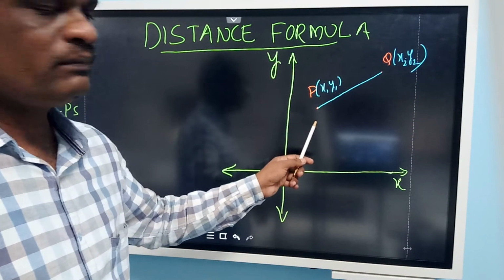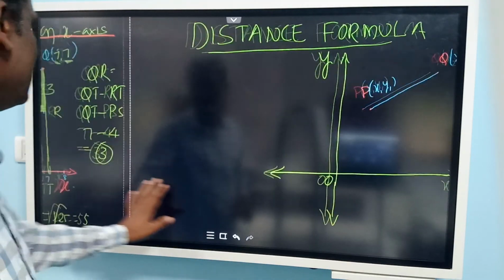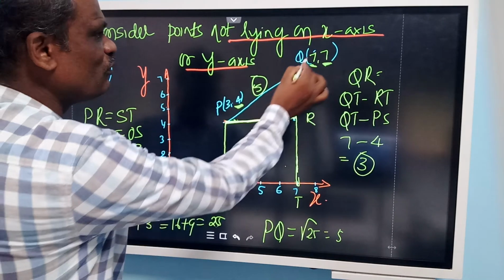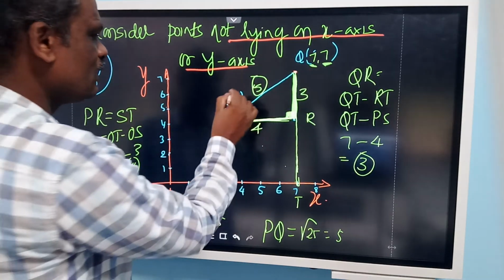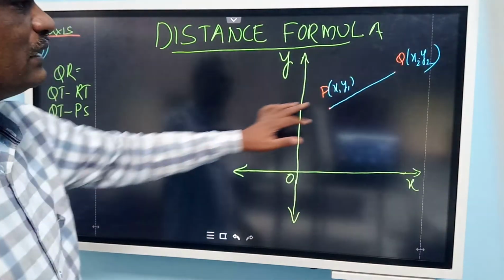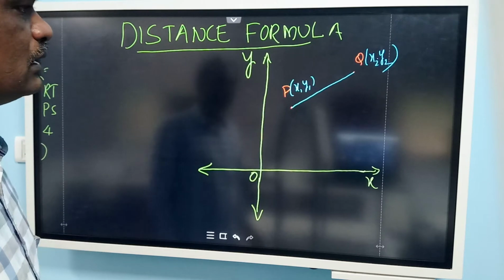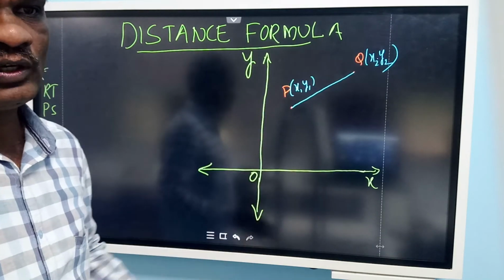Coordinates of point P, x1, y1. Coordinates of point Q, x2, y2. Just as we took the coordinates 3, 4, 7, 7 earlier, in the same way I am going to take them in the form of variables x1, y1, x2, y2. Now let us follow the same method here.